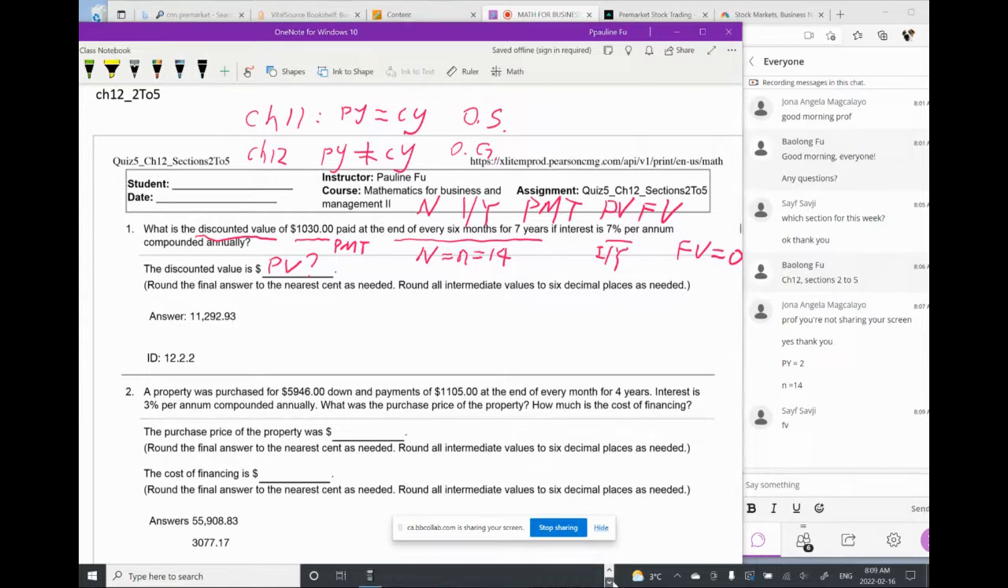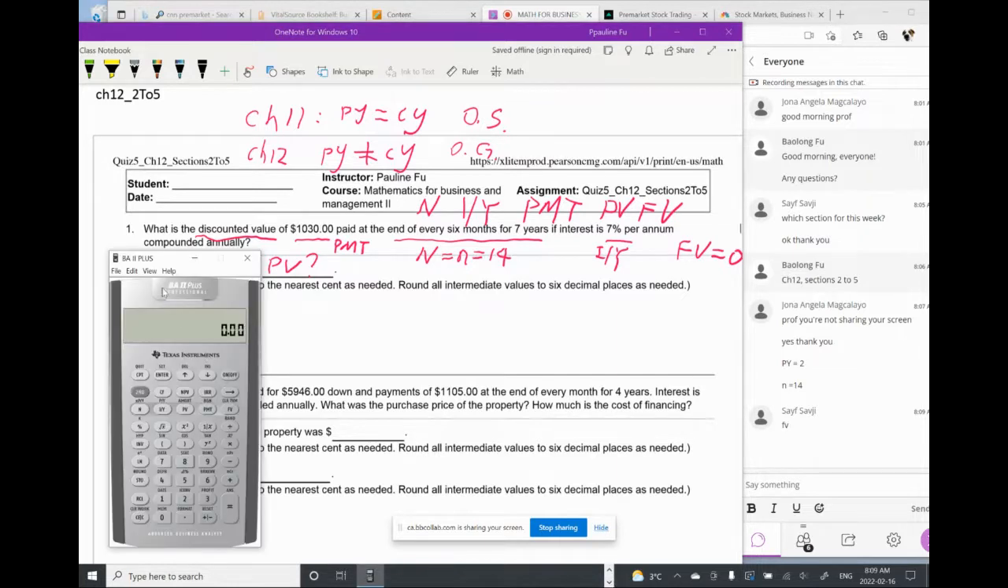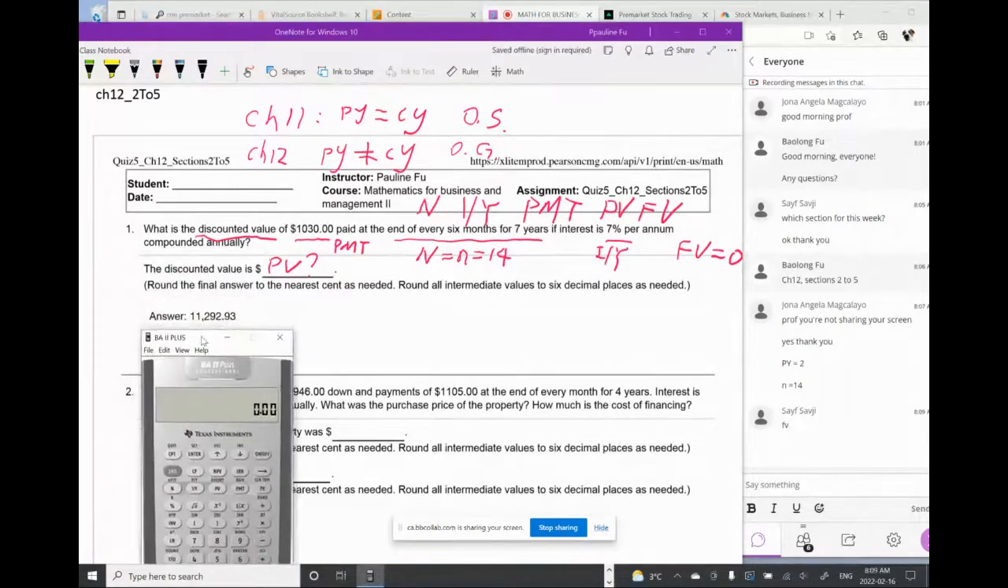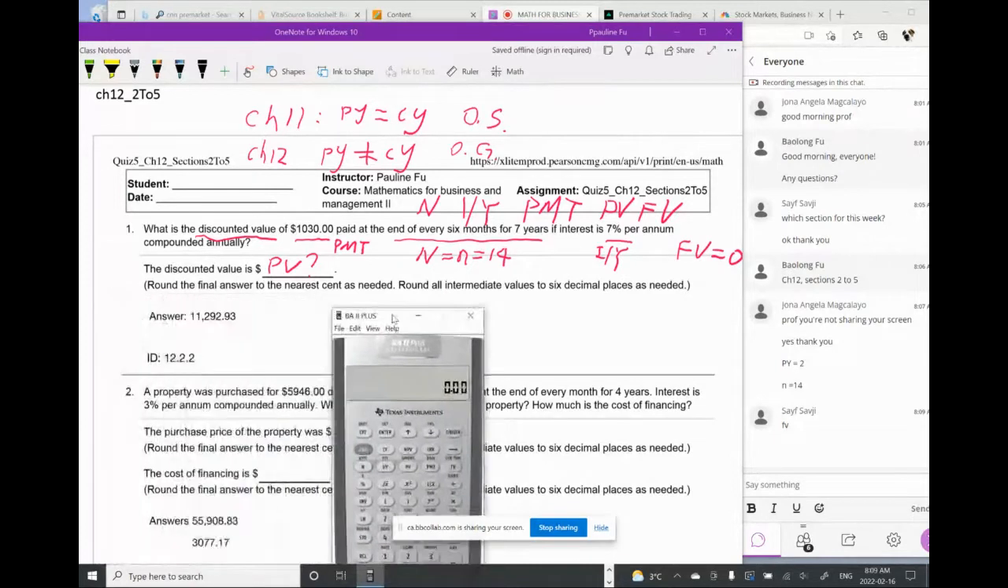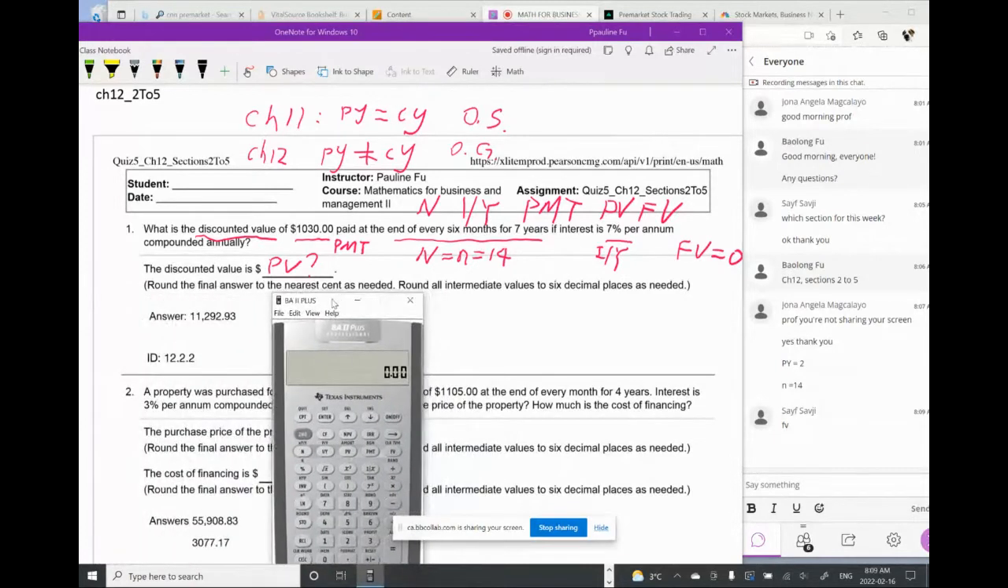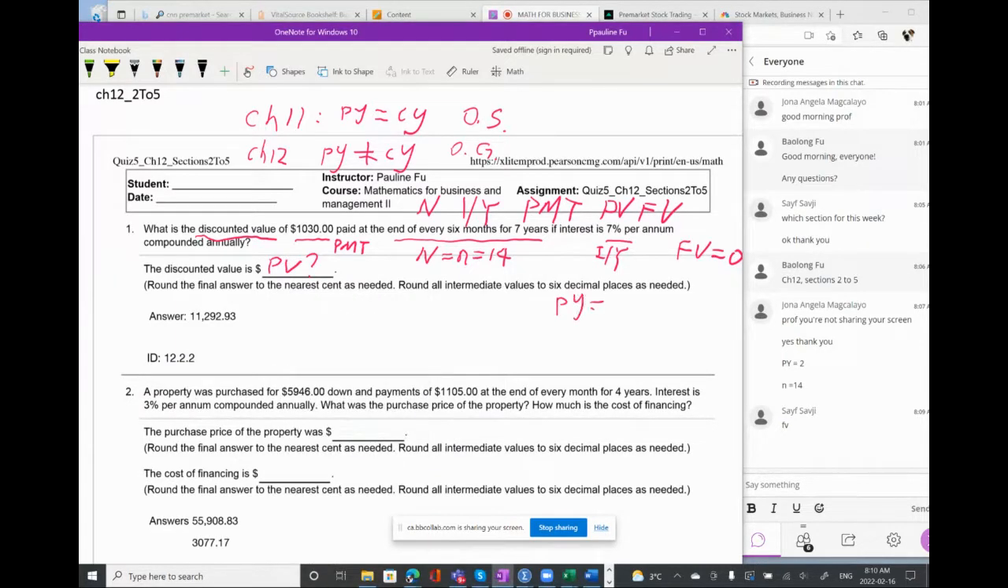Let's do the calculator. So this is my calculator, okay? I will put it here. Okay, second quit, always start with second quit, just on the safe side. Also, we need to identify what is PY, what is CY. What is PY in this question? Number of payments per year. Can someone give me a number?